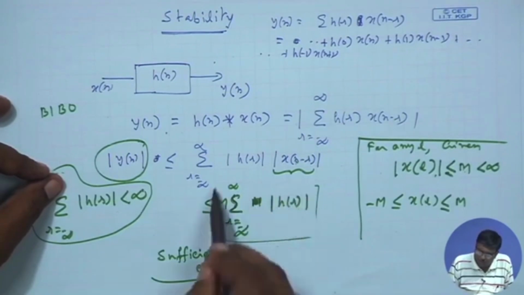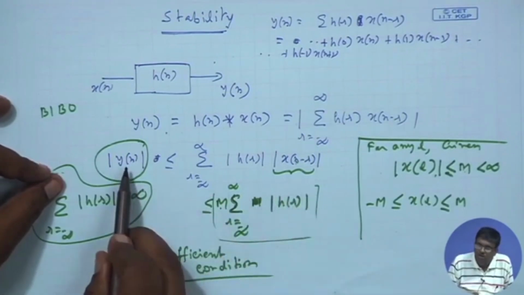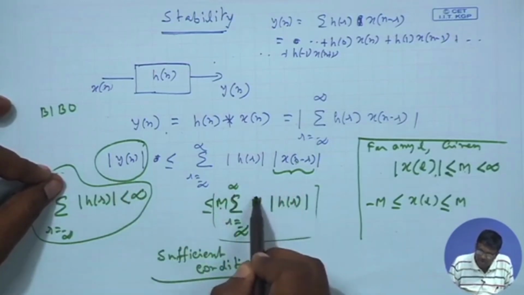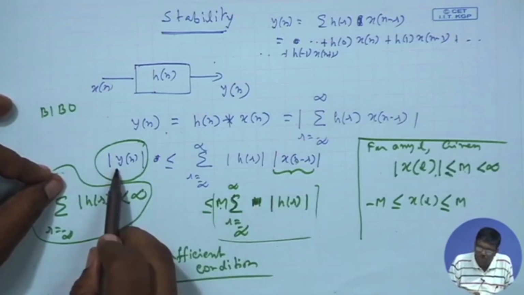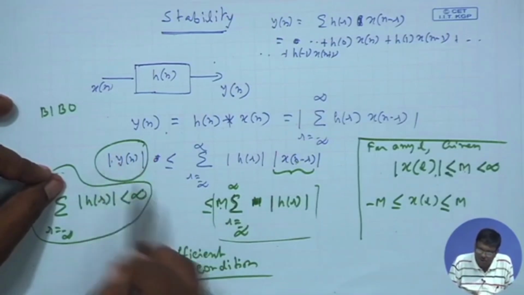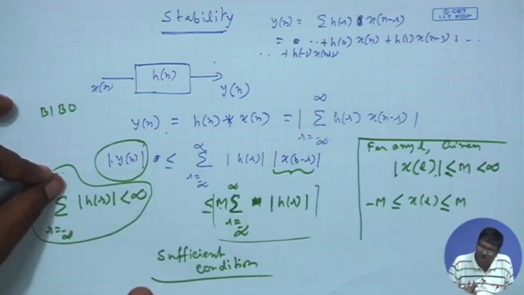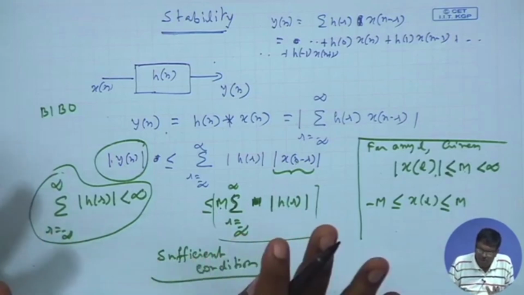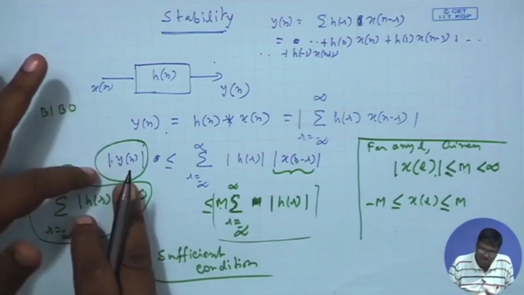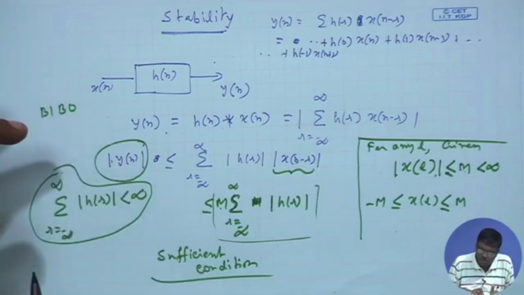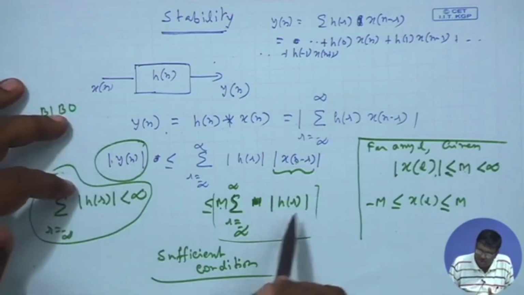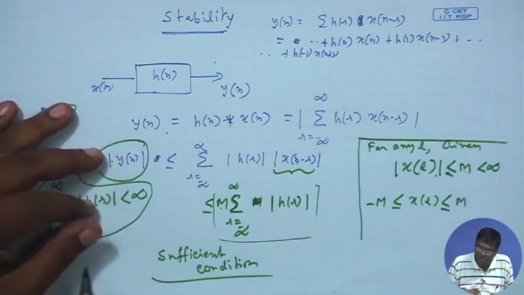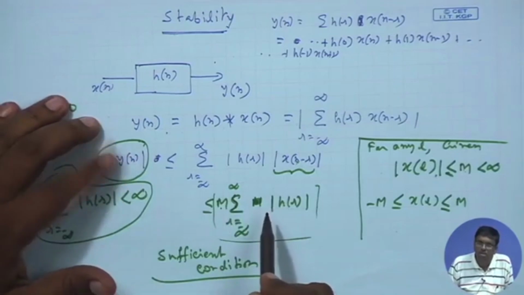It is a sufficient condition, because if this happens, then this will be finite definitely. But if this is infinity, it does not necessarily mean this also will be infinity. This can still be finite, and finite is less than equal to infinity, so that still may be satisfied. If the right hand side is finite, I am pretty sure that the left hand side will be finite. So it is a sufficient condition. But it is not a necessary condition, that only if this happens, mod y n will be finite.